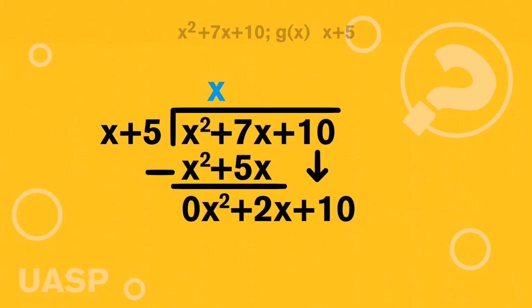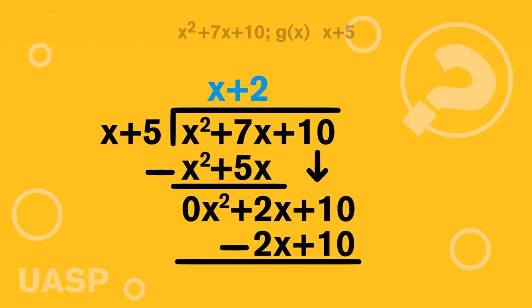And then we can bring down this positive 10. Now we're back in our original spot, right? Now we need to think about what can I multiply x plus 5 by to get me somewhere close to 2x plus 10. And the answer to that is going to be 2. So if I multiply 2 by x, you get 2x. And if I multiply 2 by 5, you get 10. And then when you subtract those out, you get 0, which means that you're done. You know that you don't have a remainder because you're left with 0 at the bottom. And you know that x plus 2 is your final answer.